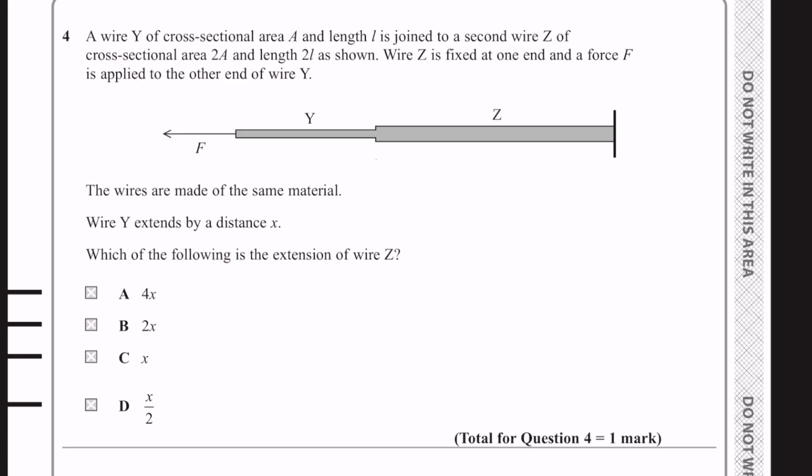Here's an example of a problem that we have to work symbolically. So we have two wires, Y and Z, that are joined together. One has a cross-sectional area 2A and then twice the length as well. Wire Z is fixed, and then we apply a force to both of the wires. Which of the following is the extension of wire Z? First of all, massive clue, they're made out of the same material. This here simply means that they have the same Young's modulus.